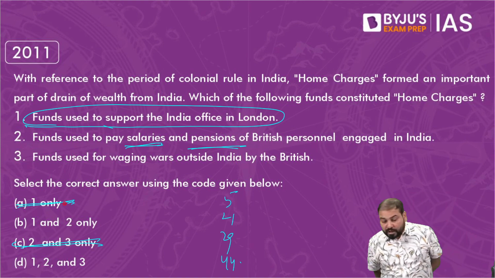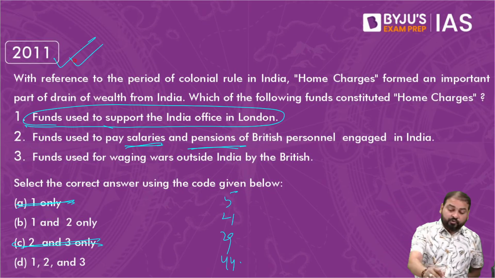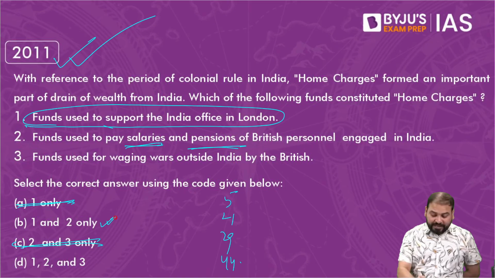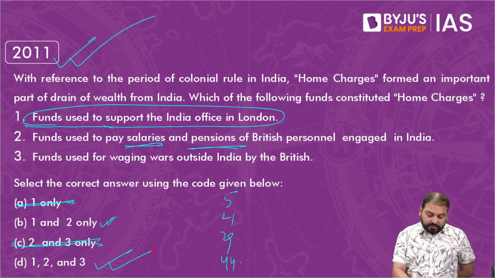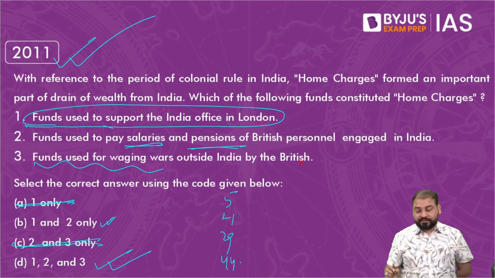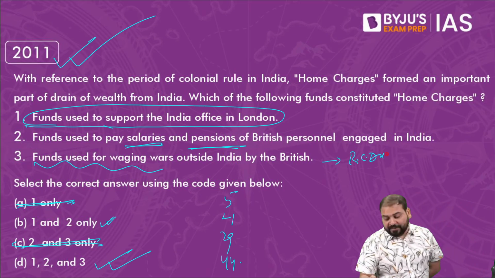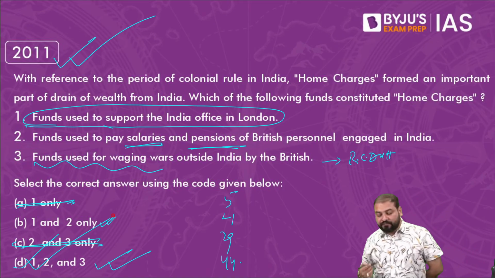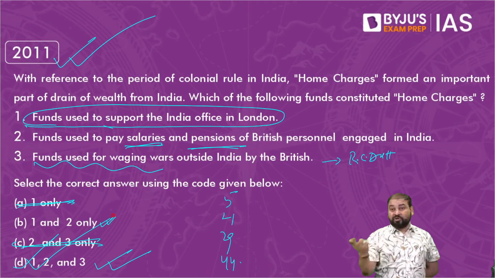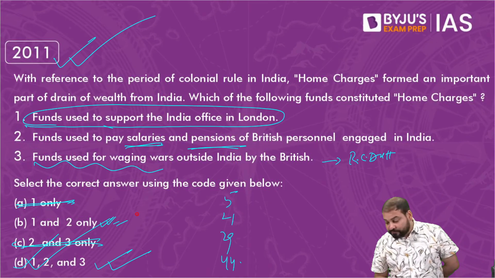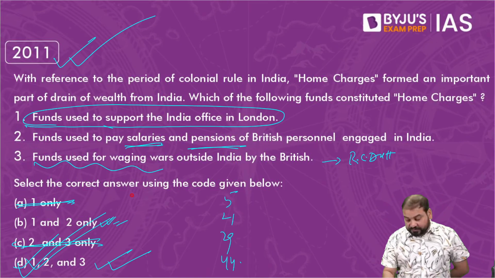Worst option. Now, guys, this is a 2011 question. On internet, some people say B is the answer. Others say D is the answer. Those who say third point is also correct, they say that R.C. Dutt mentions this in his book. And that's why I take D as the answer. But this is a very old question. And on UPSC's site, the answer is not written. Some places, B is also given. So, D is the answer.